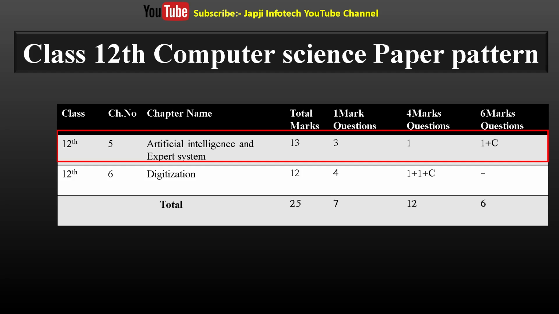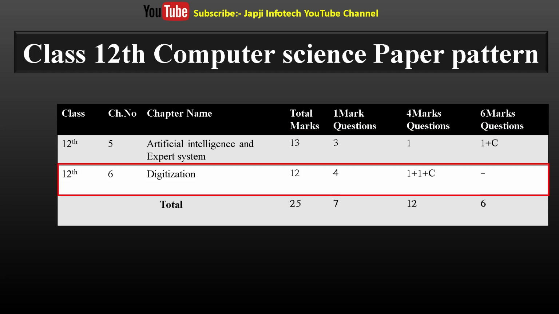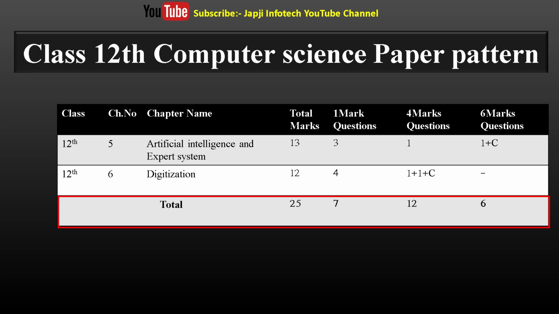Similarly, a paper of a total of 12 marks will come from lesson 6, Digitization, in which 4 questions of 1 mark, 3 questions of 4 marks and 1 choice question will come, and no question of 6 marks will come from this lesson. So by keeping this paper pattern in mind, students can score well in the exam. Now let us start the review of lesson 5 and lesson 6 through this video.